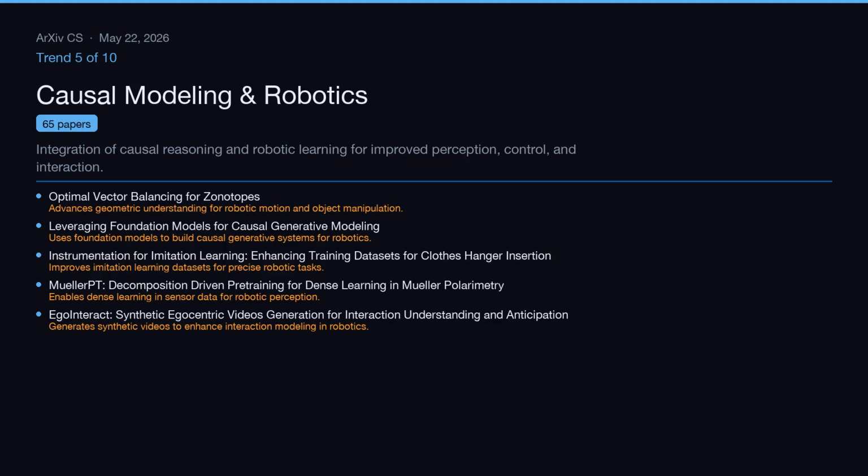Trend 5 of 10, Causal Modeling and Robotics. Integration of causal reasoning and robotic learning for improved perception, control, and interaction. This cluster covers 65 papers. Representative work includes Optimal Vector Balancing for Zonotopes, Leveraging Foundation Models for Causal Generative Modeling, and Instrumentation for Imitation Learning: Enhancing Training Datasets for Close-Hanger Insertion.